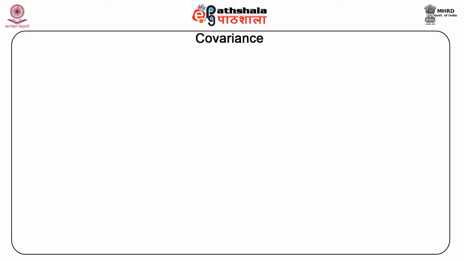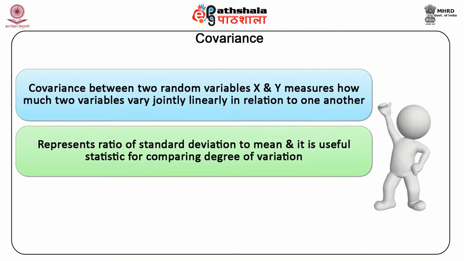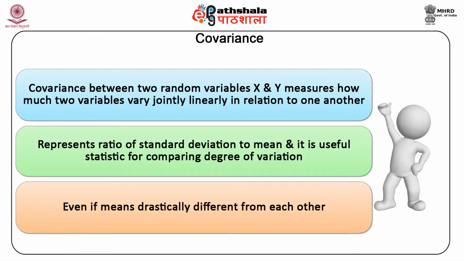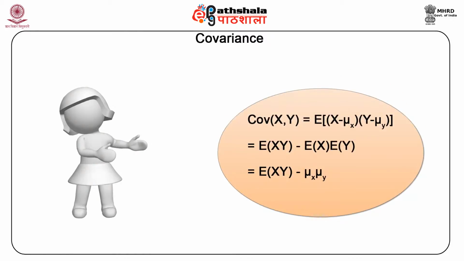Coming on to covariance, the covariance between the two random variables x and y measures how much the two variables vary jointly, linearly in relation to one another. It represents the ratio of the standard deviation to the mean, and it is a useful statistic for comparing the degree of variation from one data series to another, even if the means are drastically different from each other. It is denoted by covariance(x,y) or sigma xy.